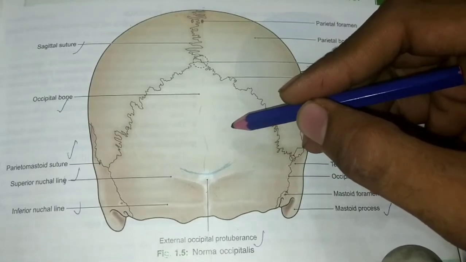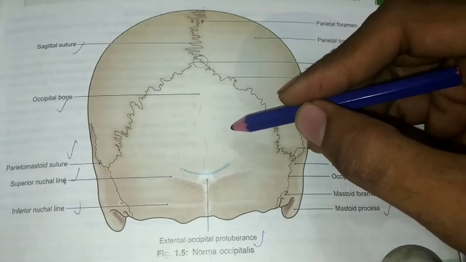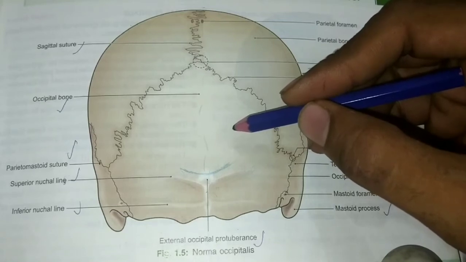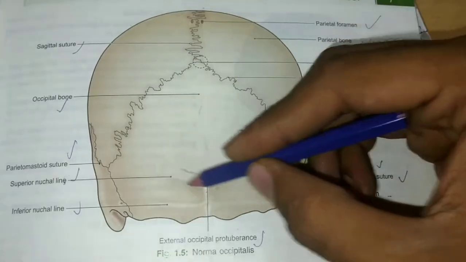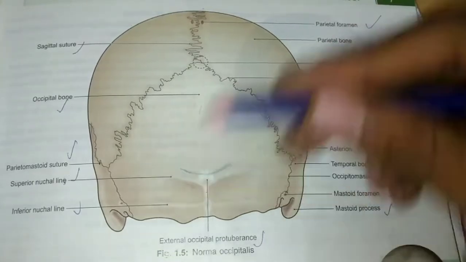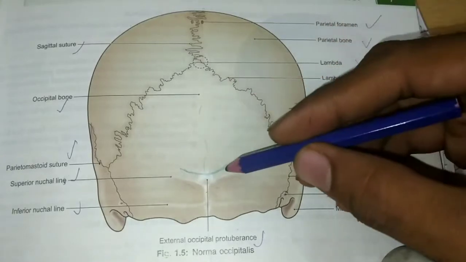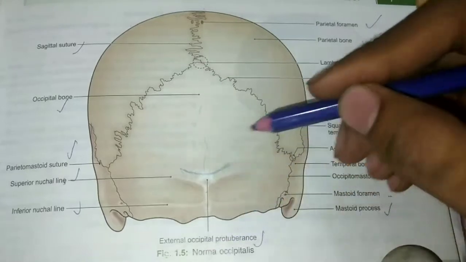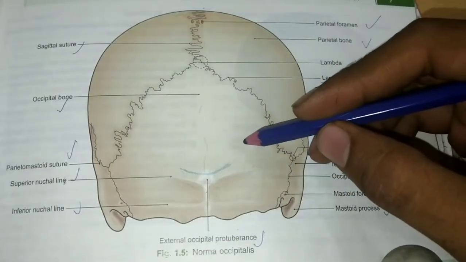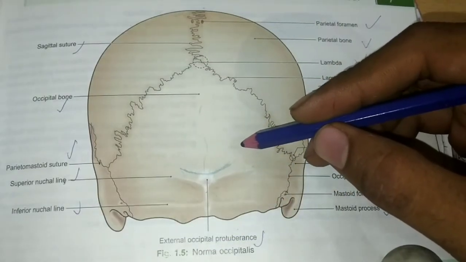These also mark the junction of head and neck, as I have already told you. The area below the superior nuchal line will be studied with the Norma basalis. So the superior nuchal line can also be described as the junction between the Norma occipitalis and the Norma basalis. Now coming to the fourth point, that is the highest nuchal line.